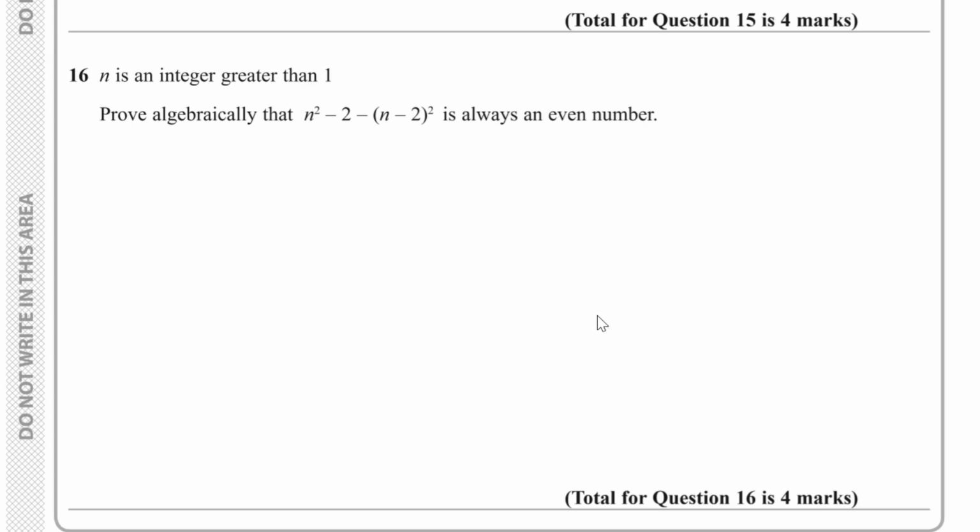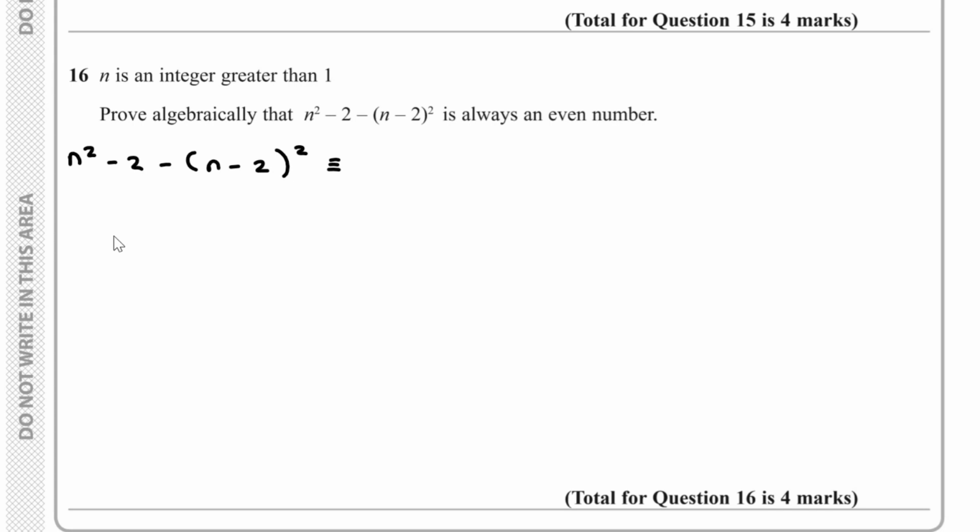Question 16. n is an integer greater than 1, and we have to prove algebraically that n squared minus 2 minus (n minus 2) all squared is always an even number. Well, over here, we begin with n squared minus 2 minus (n minus 2) all squared.